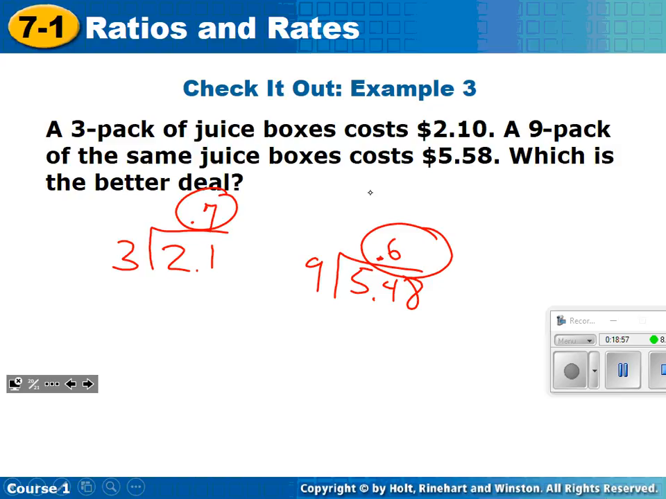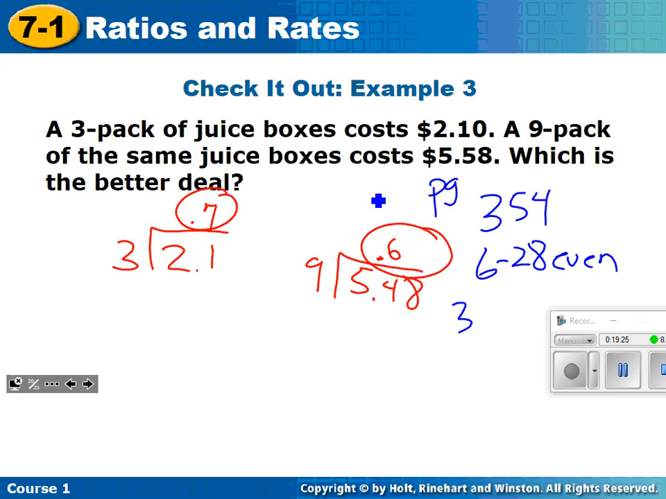Your homework, what I want you to work on. You guys have some time here today. Page 354. Problems 6 to 28 even, and then I want you to do 32 to 40 even. If you have a question, I'd like you to raise your hand.